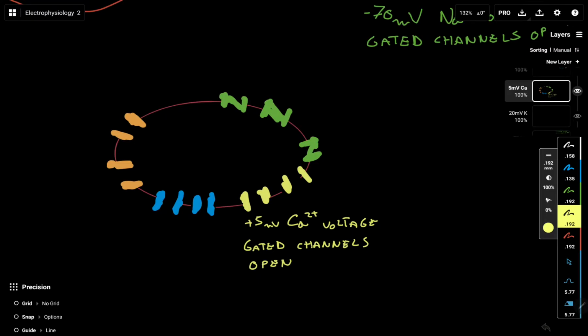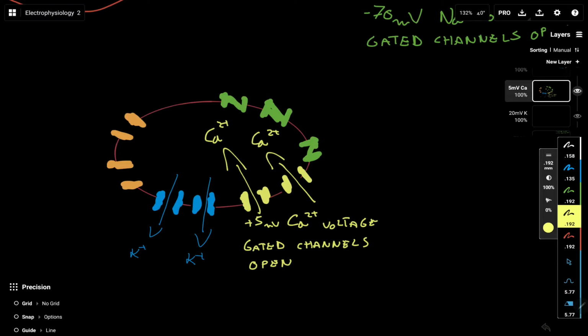And let's not forget that I still have my potassium channel still open. Yes, so I'm still losing positive charges through potassium, but now the difference is I've got loads of calcium coming in. That is loads of calcium coming in. So what's going to happen?